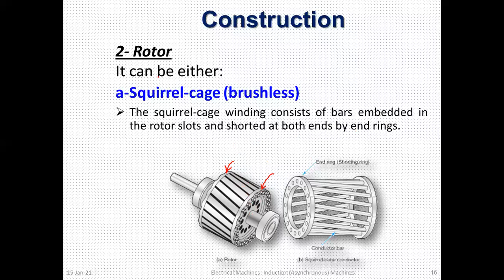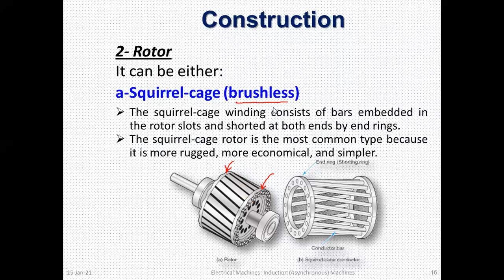There are two types of rotor used for induction motors. One is the squirrel cage, also called brushless. The squirrel cage rotor is the most common type because it is more rugged, more economical and simpler. The reason is that if a high temperature rise occurs, it will still not affect the bars of the conductors.